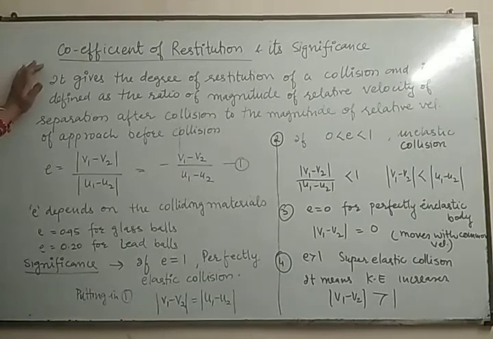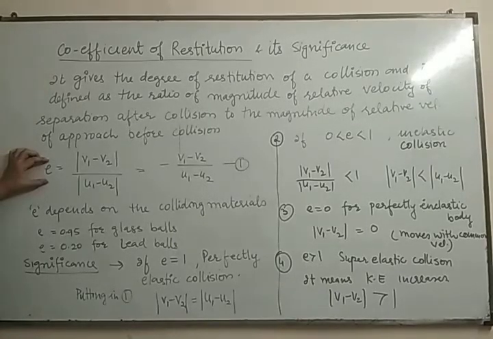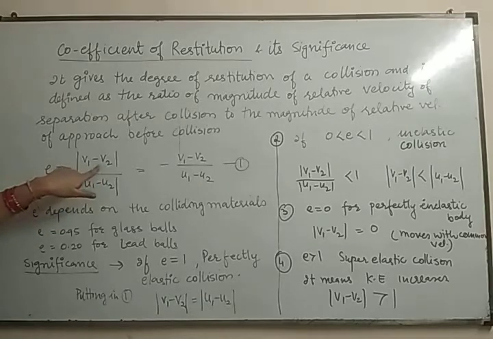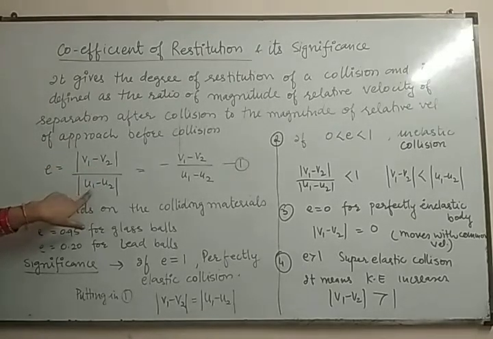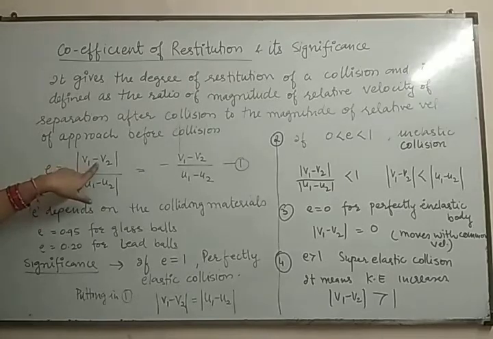Now the next term is the coefficient of restitution, and what is its significance. The coefficient of restitution is denoted by small e, and this coefficient has no units because it is the ratio of two similar quantities, where v1 minus v2, the difference in the final velocities, means the velocity of separation, and these are the initial velocities when the objects are approaching each other. This is the velocity of approach and this is known as the velocity of separation.